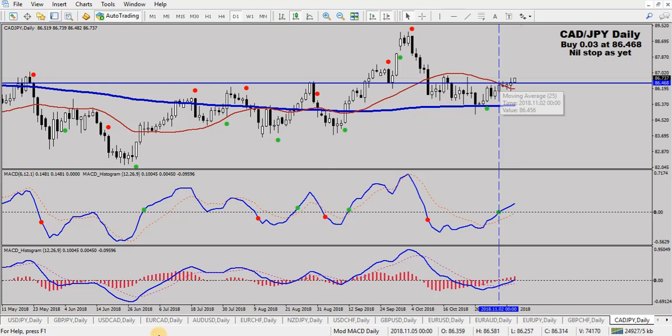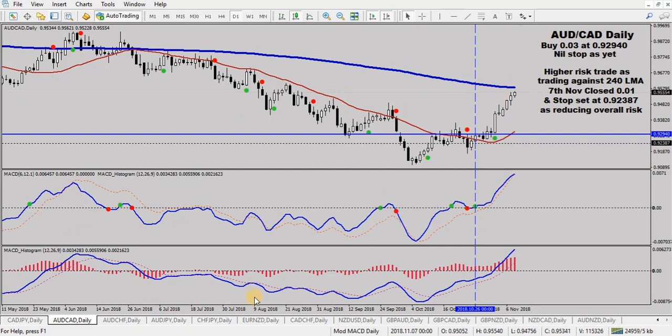Let's keep on trucking. Aussie CAD in a buy. I think I already closed. Then buy here, already closed part of it. Now we're getting close to 240 LMA. Tomorrow I might look at closing another third of that trade, but it's in good profit.